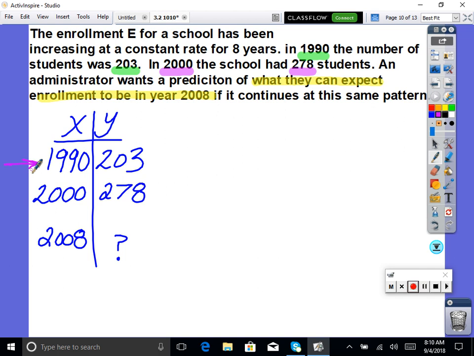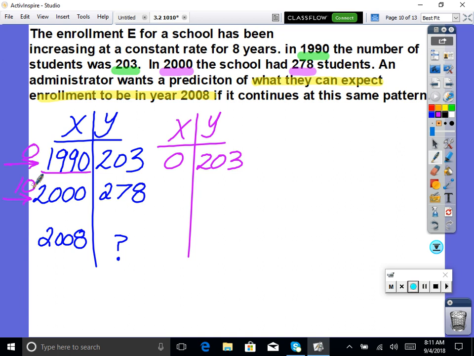Because what's our y-intercept when x equals 0? So let's just call this our 0. So I'm making a new xy chart here. We're going to call this 0, the 0th year, or the starting point. Let's just start with 1990. We had 203 students. So now if this is 0, how many years after 1990 is 2000? 10. So now we'll call this 10, 278.